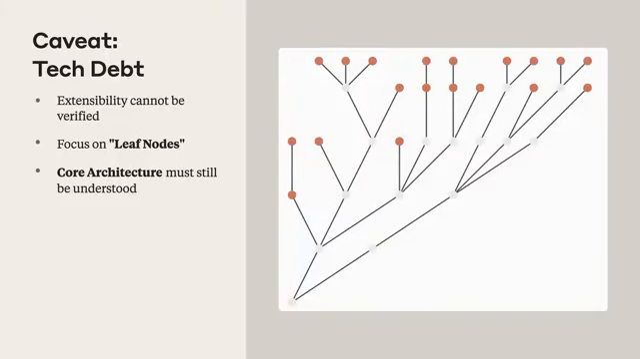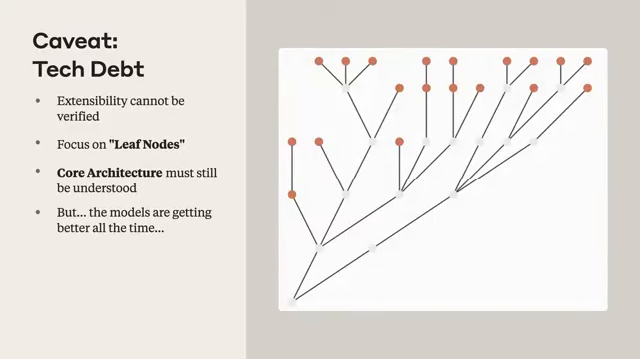Versus the things that are in white here, the trunks and the underlying branches of your system, that is the core architecture that we as engineers still need to deeply understand, because that's what's going to change. That's what other things are going to be built on. And it's very important that we protect those and make sure that they stay extensible and understandable and flexible.